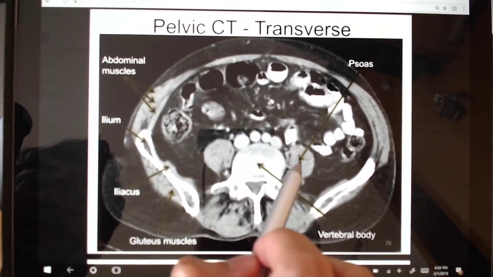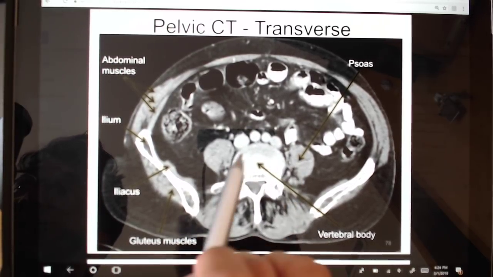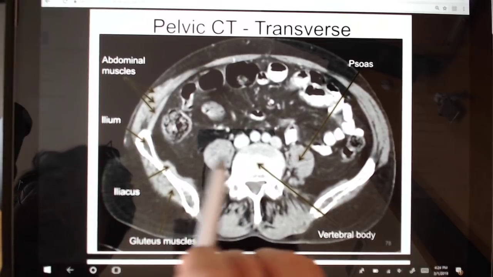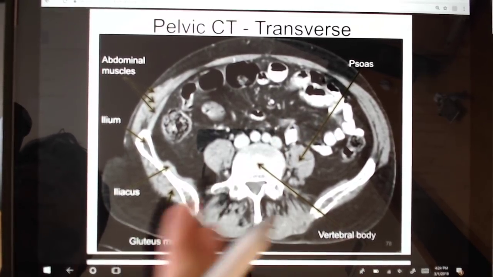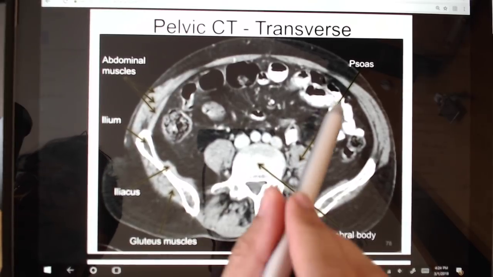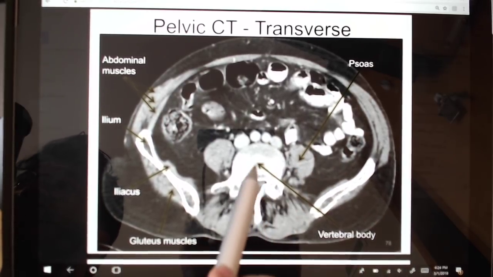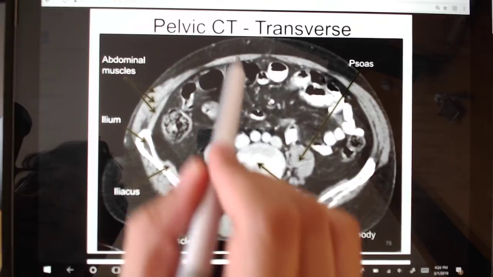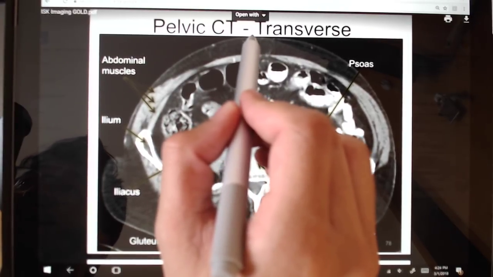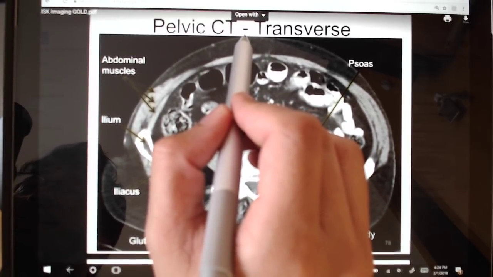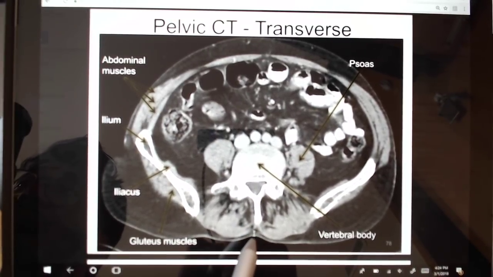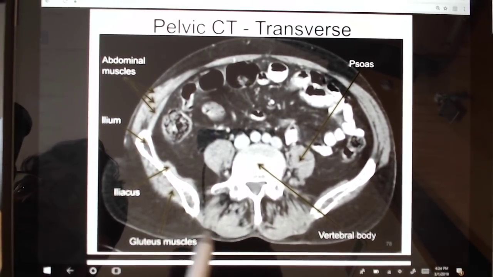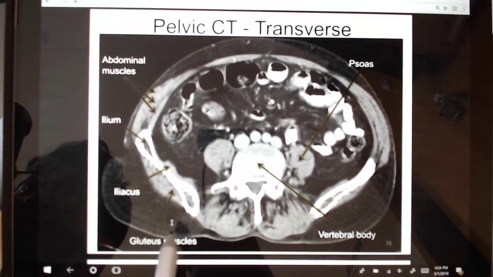For example, your psoas muscles are usually going down your spinal column, and that's a good landmark as well. And then obviously your vertebra will tell you which way you're looking. So this is your anterior portion, the front of the person's body, their belly, and this is their back. If this is their back, then you can rule out a lot of structures. So the gluteus maximus is going to be right there.